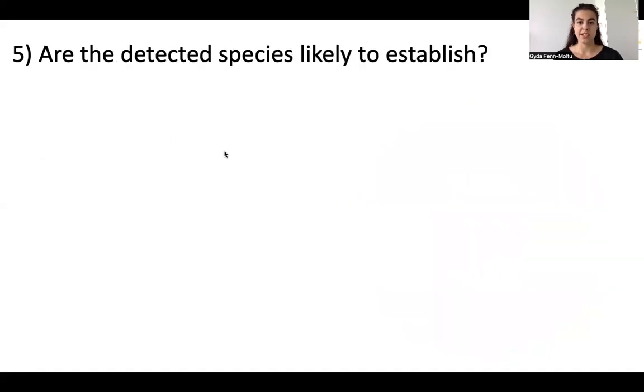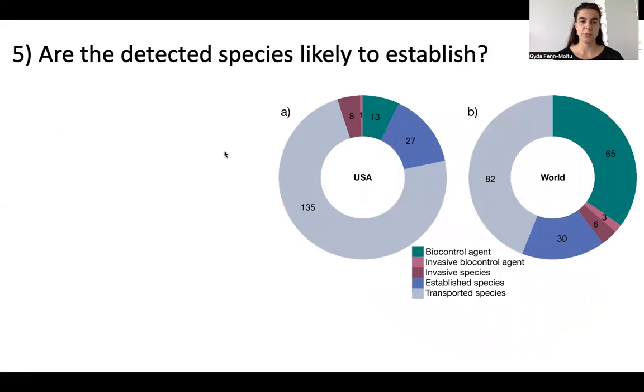Risk assessments for non-native insects tend to rely on species' previous invasion history. And quite a few of the species we detected have already been able to establish in the US or elsewhere in the world, either intentionally as biocontrol agents, shown here in green, or as unintentional introductions, here in blue. And some of these have become invasive, spreading widely and causing negative impacts, shown here in red.